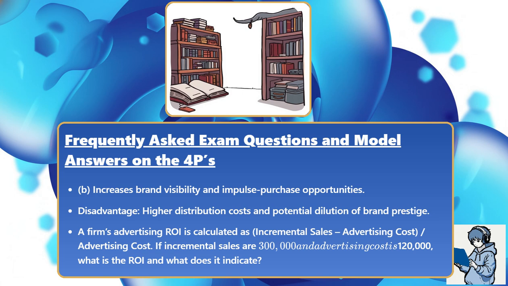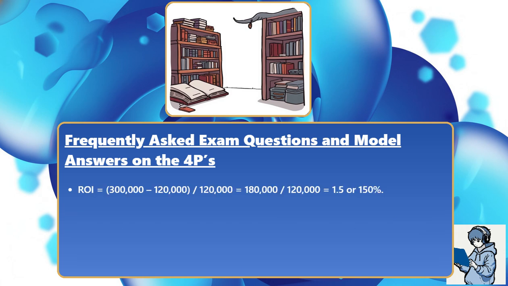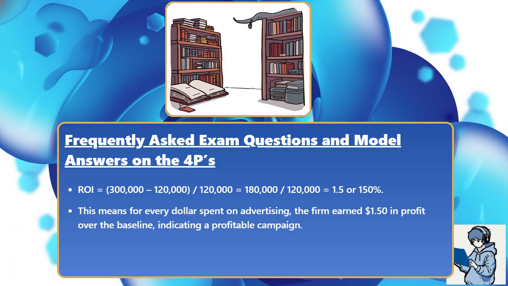A firm's advertising ROI is calculated as incremental sales minus advertising cost, divided by advertising cost. If incremental sales are $300,000 and advertising cost is $120,000, what is the ROI and what does it indicate? ROI equals 300,000 minus 120,000 divided by 120,000, equals 180,000 divided by 120,000, equals 1.5 or 150%. This means for every dollar spent on advertising, the firm earned $1.5 in profit over the baseline, indicating a profitable campaign.